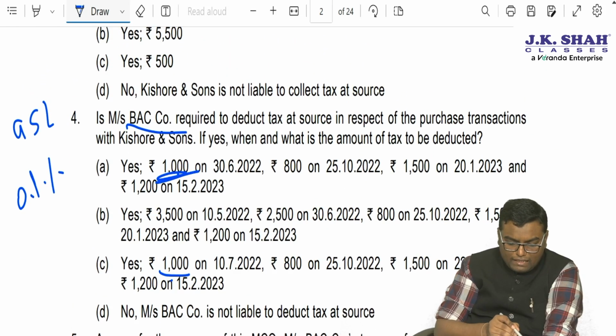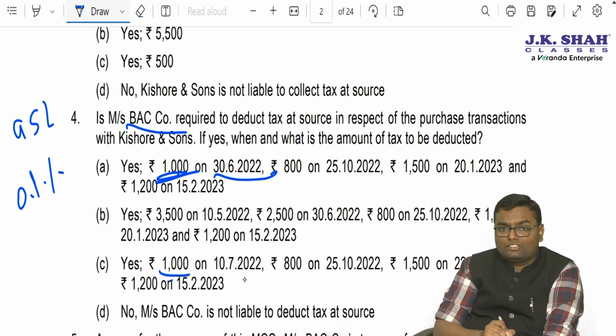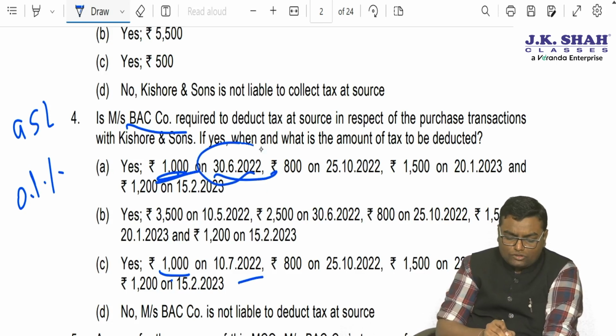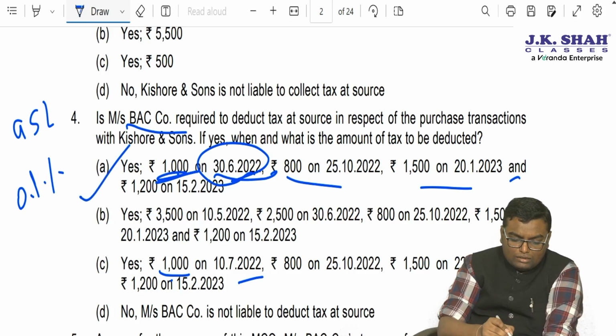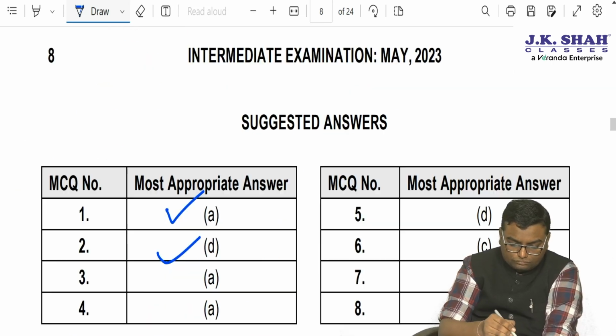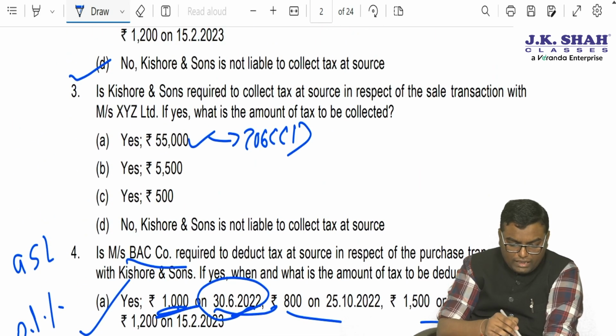So, both options have 1,000 in the first installment. But here it is 30th June, here it is 10th July. We decided TDS on 30th June. Obviously, the only option which is suitable, all others will be compulsory. I told you. The answer is what? A. And in the third also, the answer was A. Okay, that we didn't check on this.